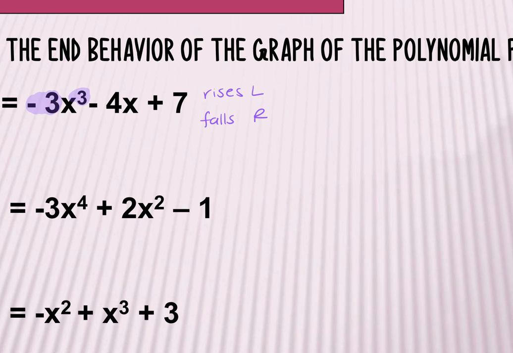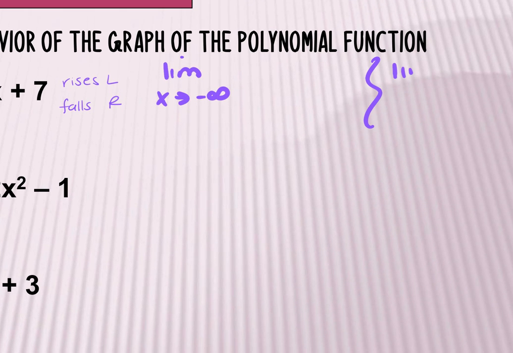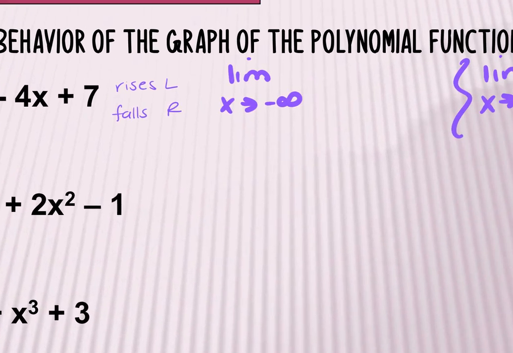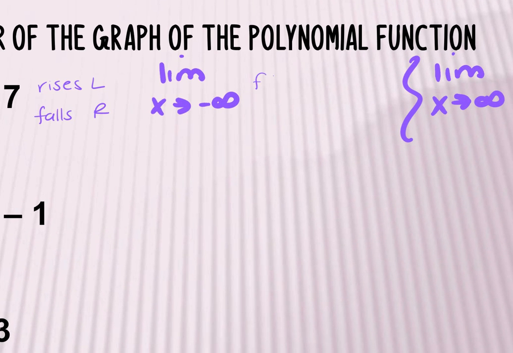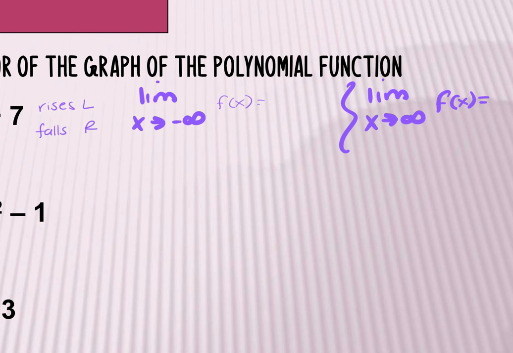Now left is the limit as x approaches negative infinity. And right is the limit as x approaches positive infinity. Right? X negative infinity is pointing left. X positive infinity is pointing right. Then next to it is what we say the y is doing. So f of x in both of these spots. F of x. And what's happening as x approaches negative infinity or goes left? What's happening to the y?